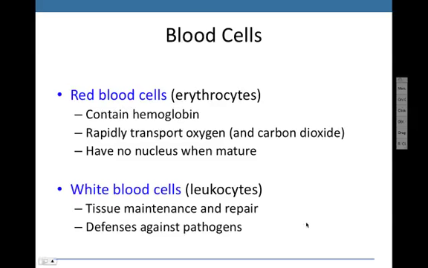White blood cells are also called leukocytes. You need to know that term too. And they're important for defense against pathogens or invaders, and maintenance and repair.